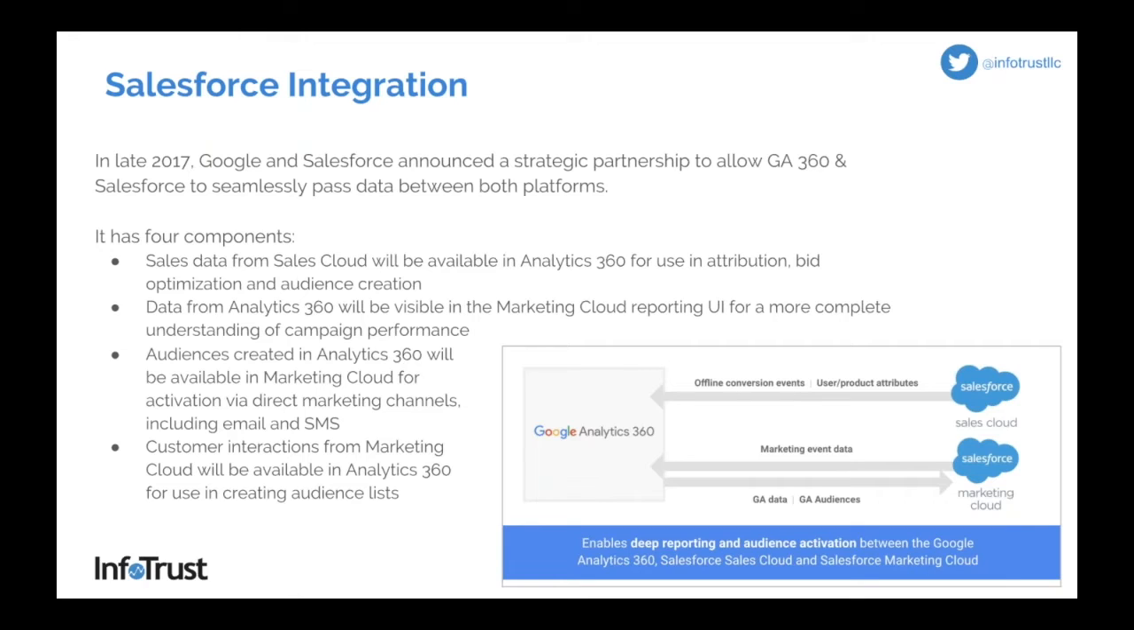Data from GA360 will be available in the Google Marketing Cloud reporting UI, so you can understand that complete campaign performance. Audiences are created in GA360, and those will be available in Marketing Cloud for activation. So you can use things like direct marketing, email, SMS, and then customer interactions from the Marketing Cloud will also be made available in Analytics 360 for use in creating audience lists. So you can create those audience lists in GA, send those over to Google Ads, send those over to Display and Video 360, however you're targeting your different customers.